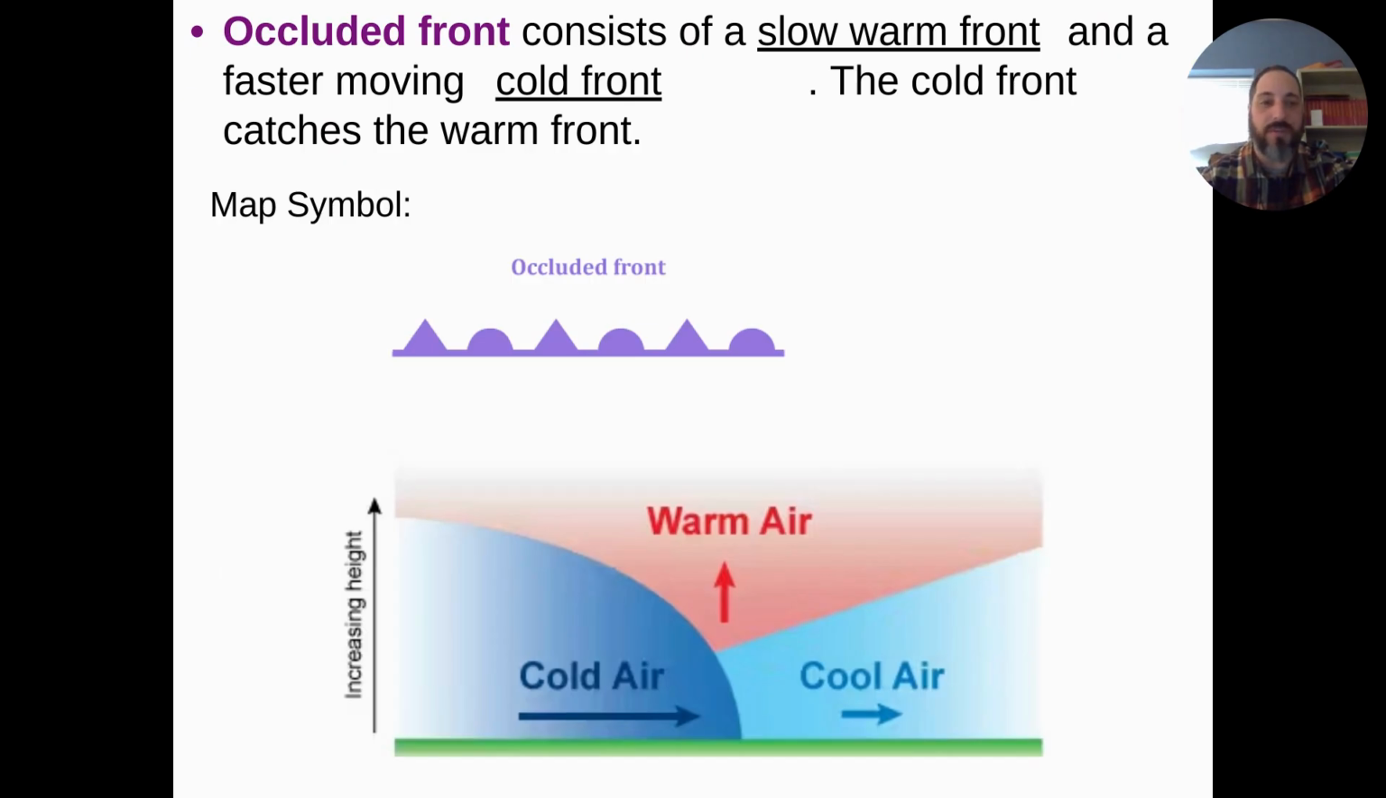All right, so let's take a look at that occluded front here. In an occluded front, the slower warm front is moving ahead of a cold front. The cold front is able to catch up to it, and it pushes all that warm air straight up into the atmosphere. It's represented on our map in this symbol. They're usually purple, and we have both symbols for the cold and warm front crashing into each other.